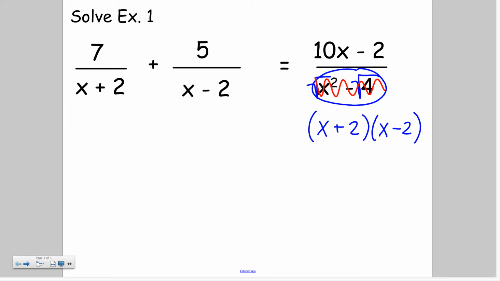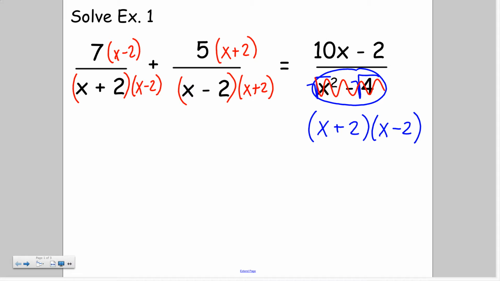If I look at my other denominators, I see that they already have something in common. This one has the x minus 2. It needs the x plus 2. What I do to the bottom, I have to do to the top. Working in reverse order, the first denominator has the x plus 2. It needs the x minus 2. So every denominator should have x plus 2 and x minus 2.